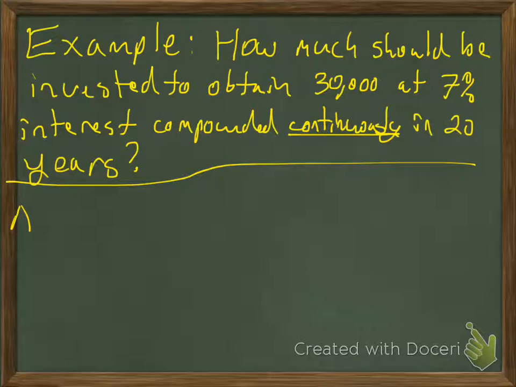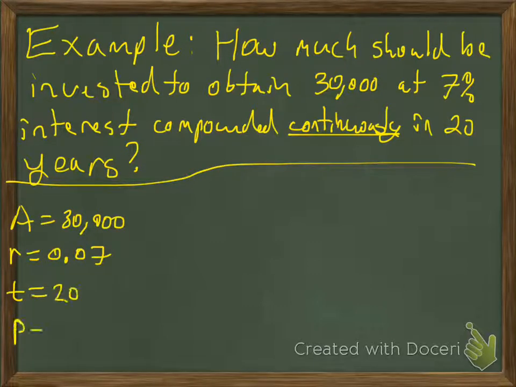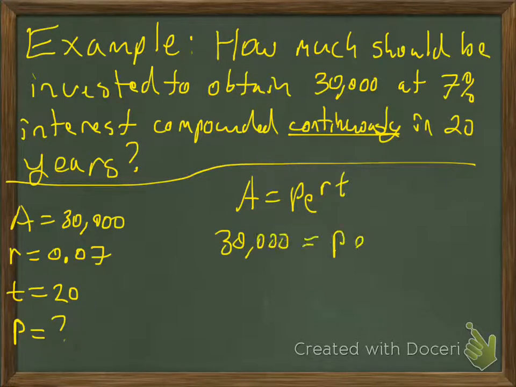And so what we'll do is just write down the things we know. So we know amount, we know rate, we know time, and we do not know principal. So we're going to plug those things in, and we'll go ahead and solve for the principal. So plugging stuff in, really the only thing to work out here is that exponent on the top there, so we'll work that out.